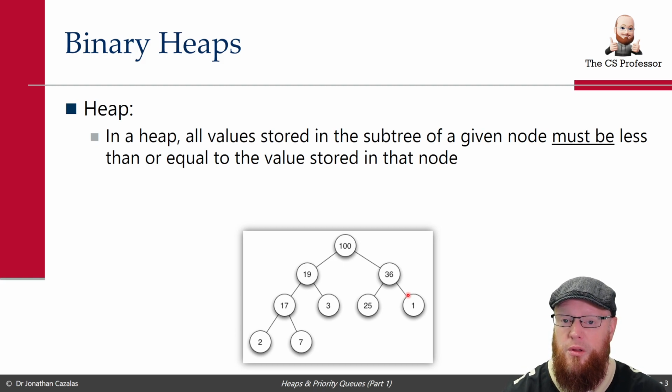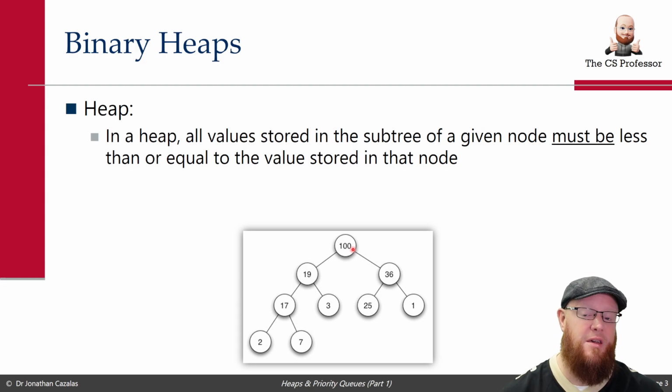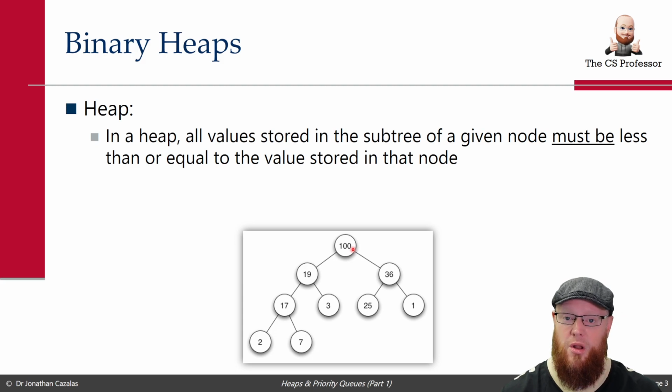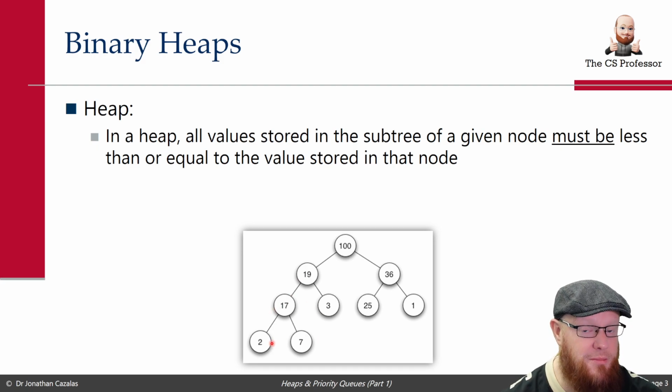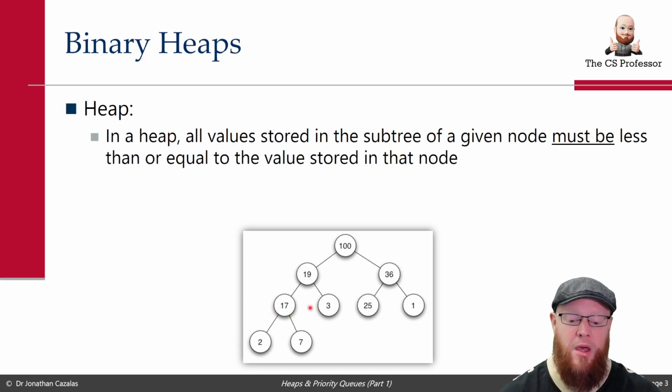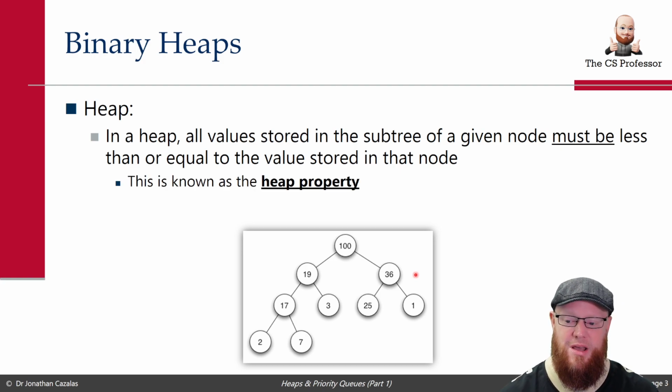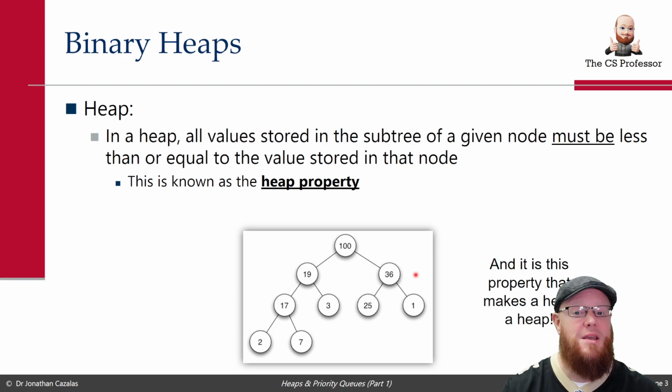The only rule that we've heard thus far is for a max heap, which this is, all nodes that are in a subtree of a given node must be smaller than that node. And that's not only true for the root, it's true for every node. So you look at 19, all the nodes in the left and right subtrees of 19 are smaller than 19. Look at 36, all of the nodes that are children and their children of 36 are also smaller than 36. This is known as the heap property, and it is in fact what makes a heap a heap.